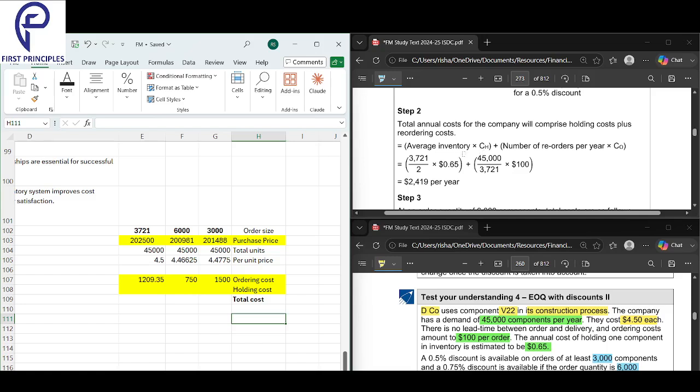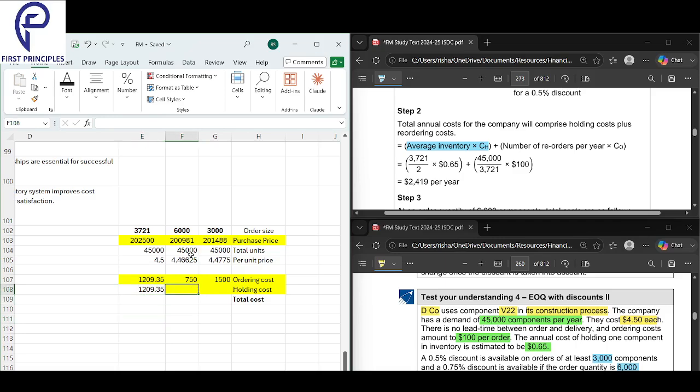Now if we look here, the total annual cost comprises the ordering cost, so we will take our average inventory into the holding cost. So 3,721 divided by 2 into 0.65 is 1209.32. Okay, we'll keep it at this. You'll see this is the EOQ quantity, and your holding cost and your ordering cost are almost the same.